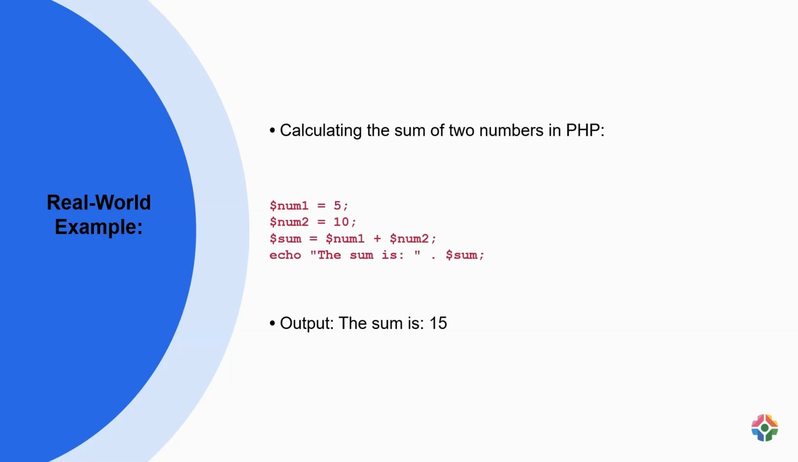Num1 equals 5, num2 equals 10, sum equals num1 plus num2. Echo "The sum is " . $sum. When this code is executed, the output displayed will be "The sum is 15". This simple process demonstrates how PHP can be used to perform basic arithmetic operations like addition.